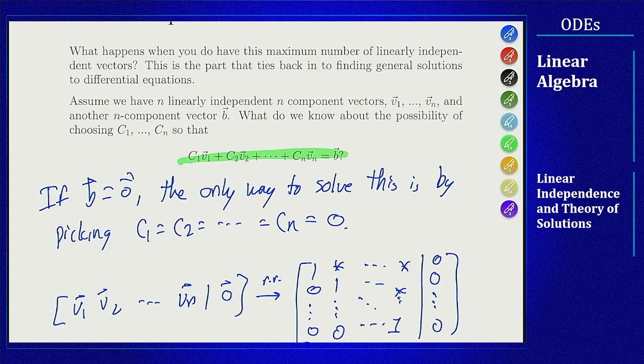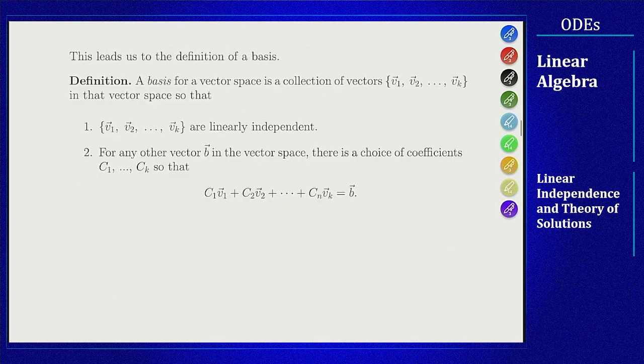And this result is so important that we have a new definition based around it. This is how we define a basis for a vector space. So a basis is a collection of vectors v1 through vk, all in the right vector space, so that they are both linearly independent, and for any other vector b in that vector space, I can pick coefficients c1 through ck such that there's a linear combination that adds up to give me b. So what have we learned? We've learned that if I have a collection of n linearly independent n component vectors, they automatically form a basis for all n component vectors.